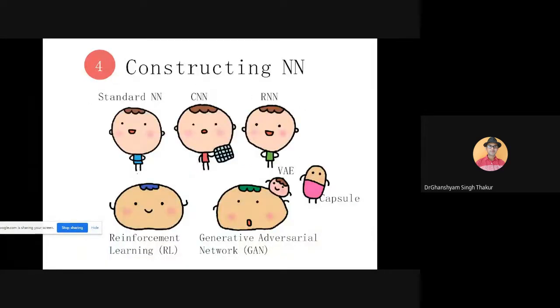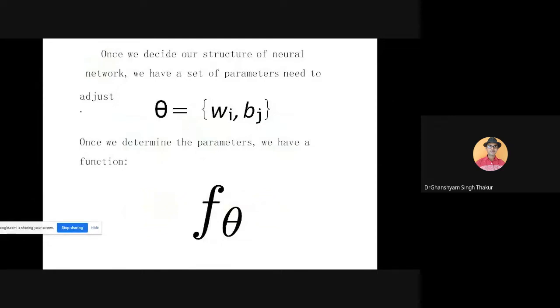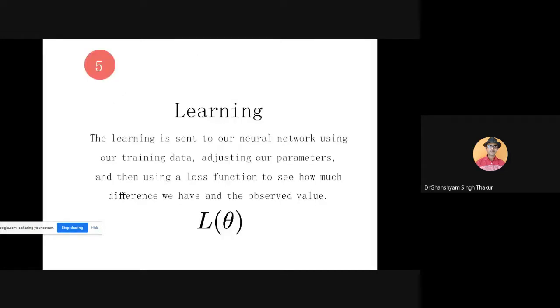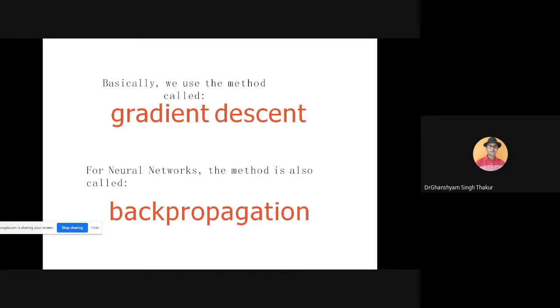So constructing the NN, you can use any NN like standard NN, CNN, RNN, or others. Once we decide our structure of the neural network, we have a set of parameters that need to be adjusted. Once we determine the parameters, we have a function that is called f theta. So the learning is sent to our neural network using our training data, adjusting our parameters, and then using a loss function to see how much difference we have between the output and the observed value. So basically, we use the method that is called gradient descent. For the normal neural network, the method is called backpropagation.